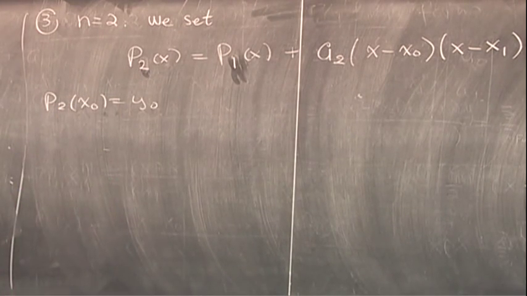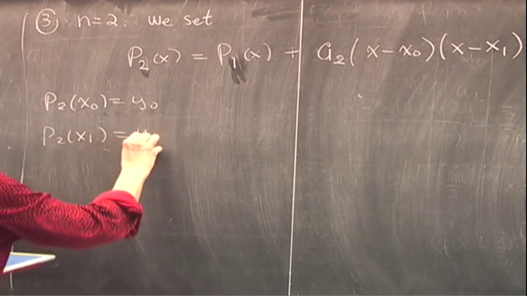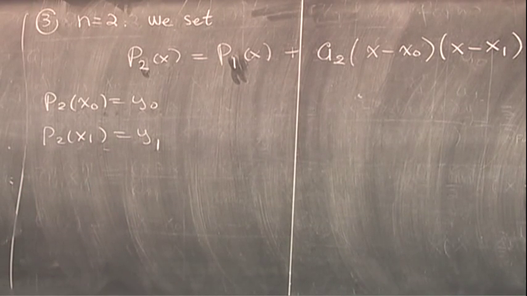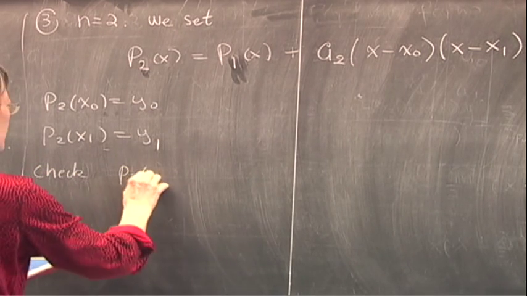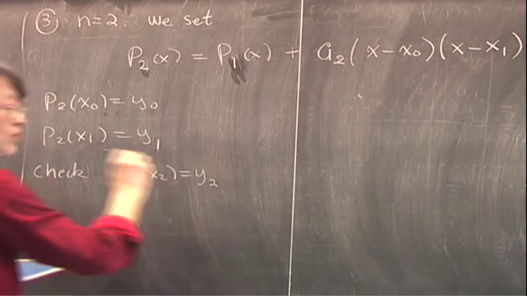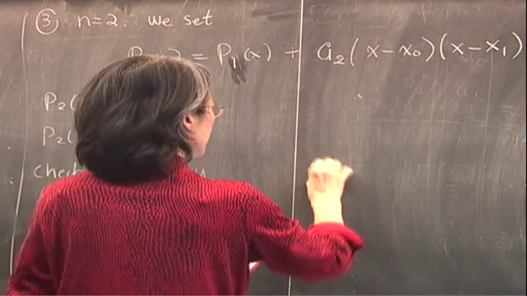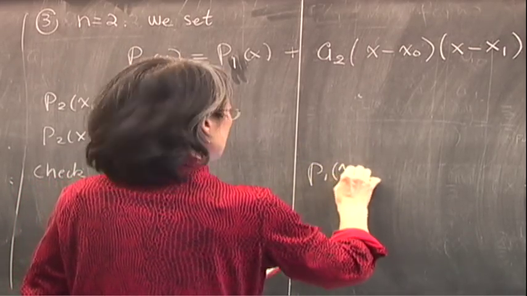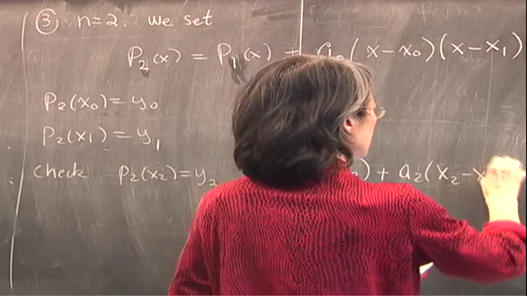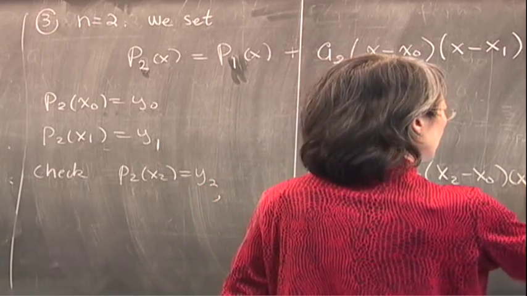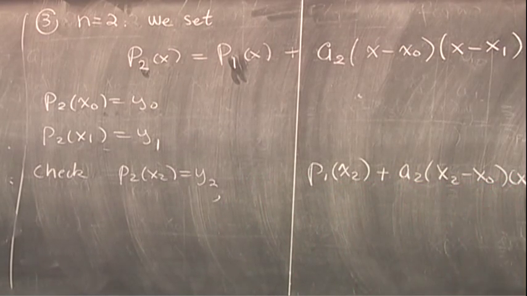Okay, so do you agree that with this construction, this holds? Do we see that? How about this holds also for free? Do we see? Okay, then we need to check the last condition, that P2 at x2 must equal y2. Is that right? Give me 1 minute, I'm done here. Okay, so let's put that in. Then I have P1 at x2 plus A2 times x2 minus x0, x2 minus x1 shall equal y2. Is that right?